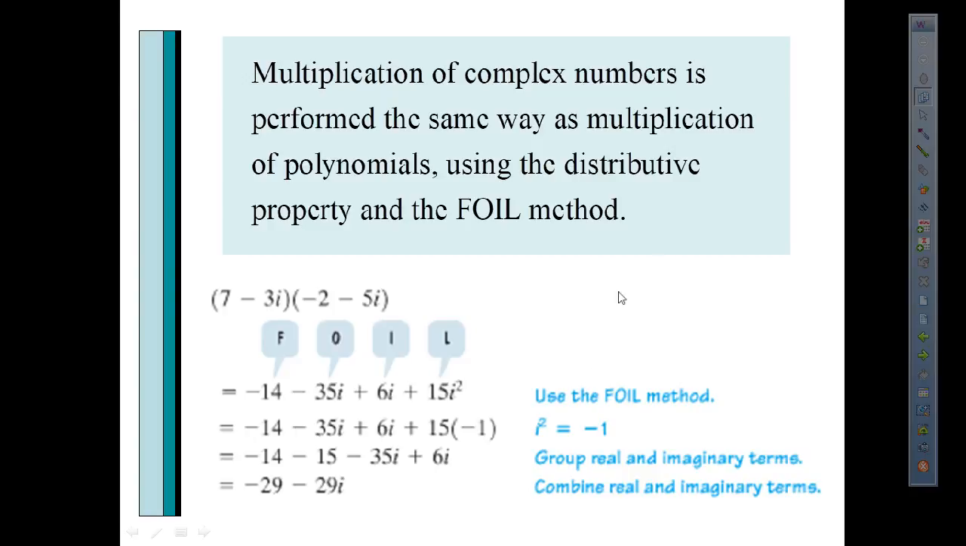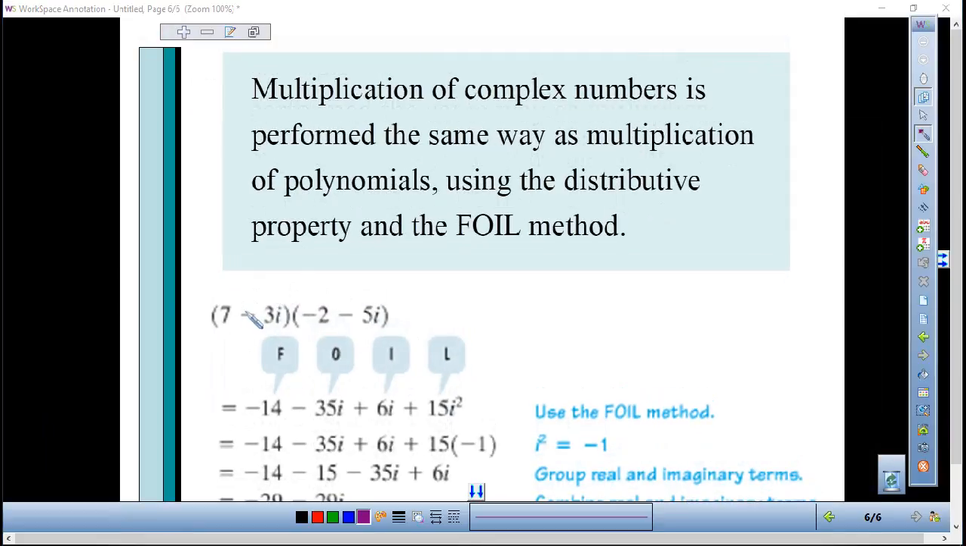All right, now multiplication of complex numbers is performed in the same way as we multiply polynomials, using the distributive property and the FOIL method depending on what we're doing. If we're doing a binomial times a binomial, we're going to do the FOIL method. The distributive property would be if we had something like where we just had the 3i. We would distribute that through to each part and multiply and simplify as we get to it.